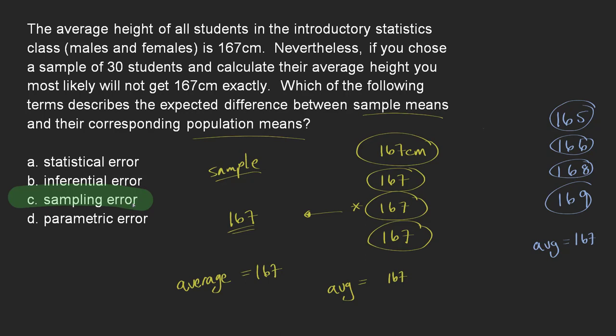The only type of error that you're taught early on in the book like this is sampling error. Sampling error is the expected difference between sample means and their corresponding population means.